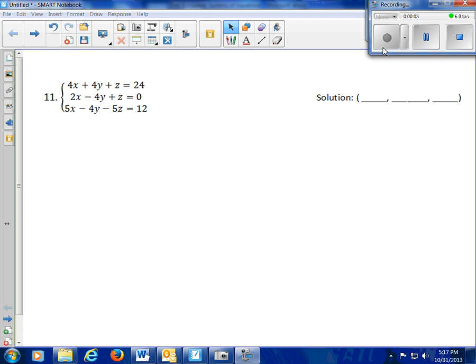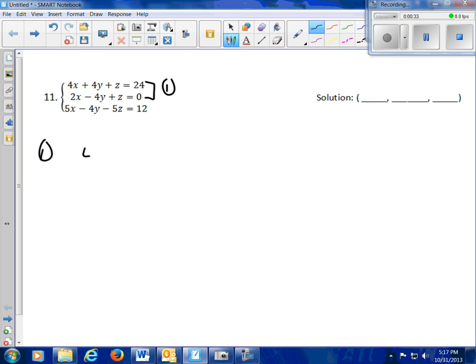Okay, problem number 11. It's the first question with three variables, and we're trying to solve for all three. In order to do that, I'm trying to get rid of a variable so that I can have two equations with two variables, so then I can use elimination like normal. If you look at my equations, you see how I have z and z in the first and second equations? I'm going to take that as step 1, and I am going to get rid of z.